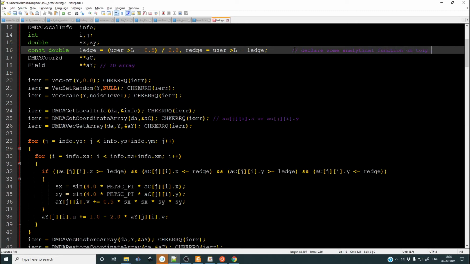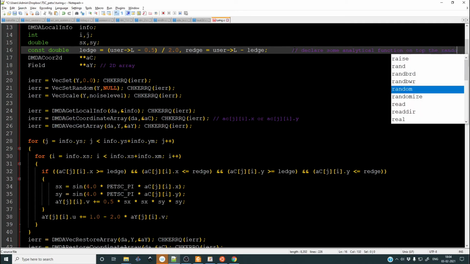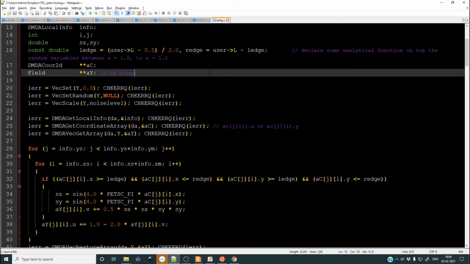function on top of the random variables between x equal to 1.0 to x equal to 1.5. So you're gonna set that to a random number. You're gonna set that zone, that strip, with a defined function.